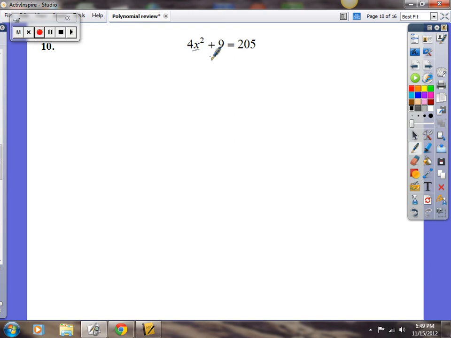So I'm going to minus 9, minus 9. So you're going to have 4x squared on one side, 205 minus 9, 196. Okay, now divide by 4, divide by 4. You've got x squared equals 196 divided by 4. It's 49. So now you have to undo the square.